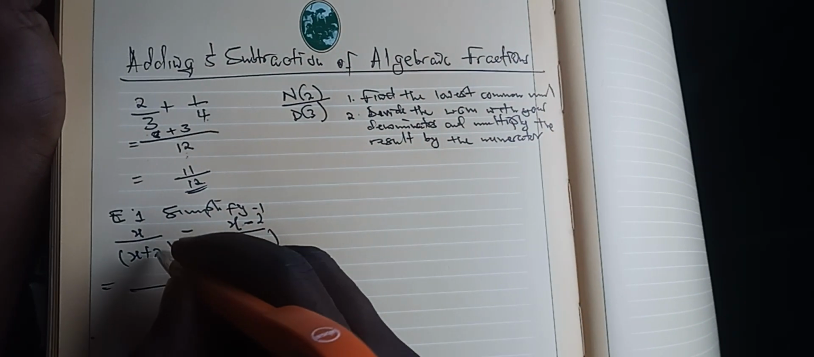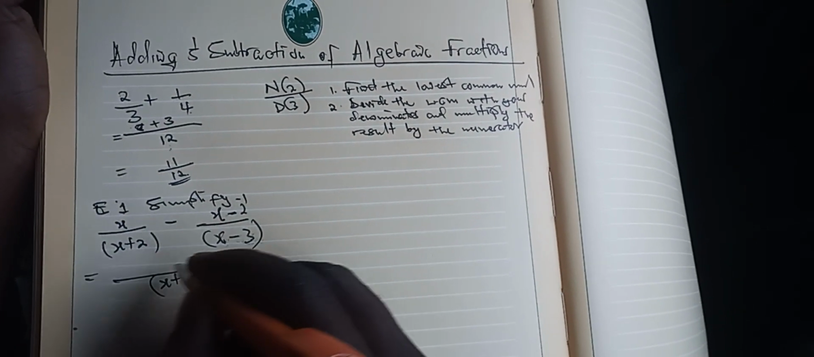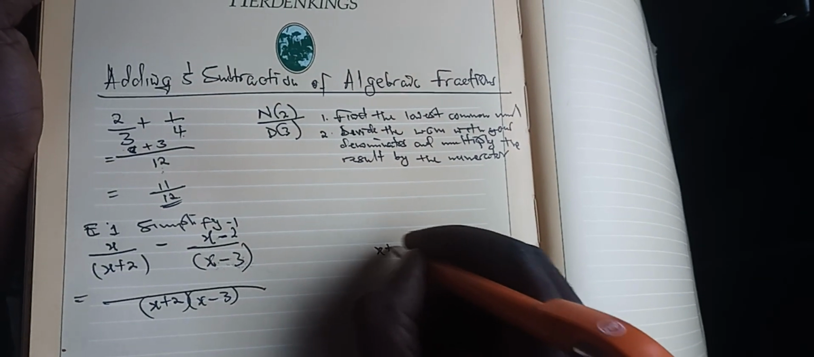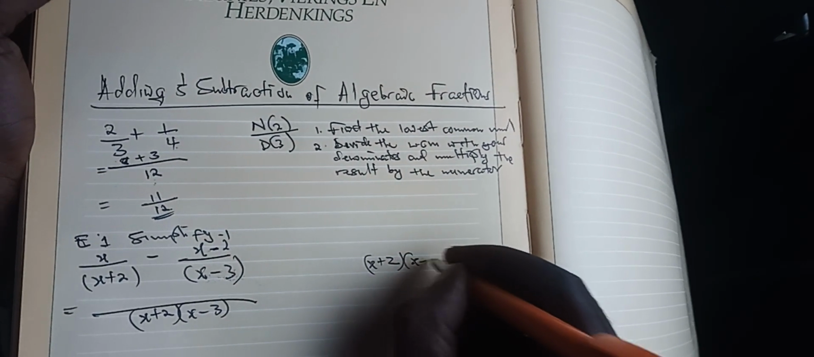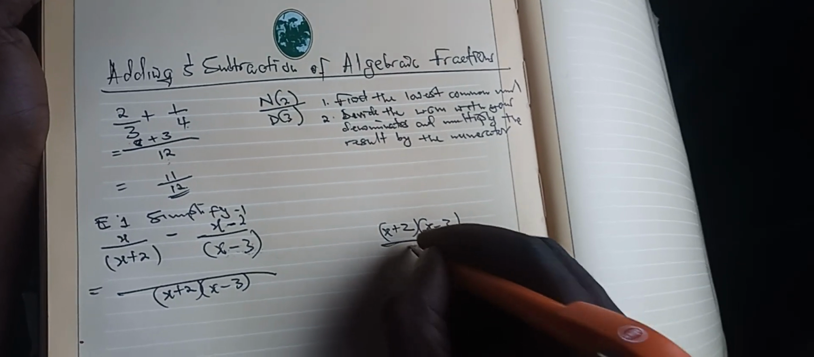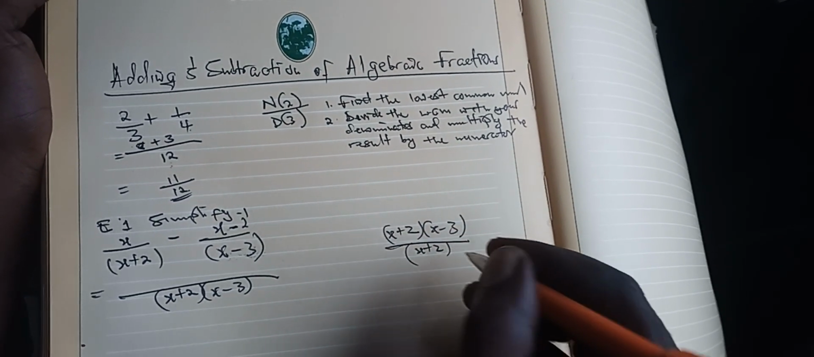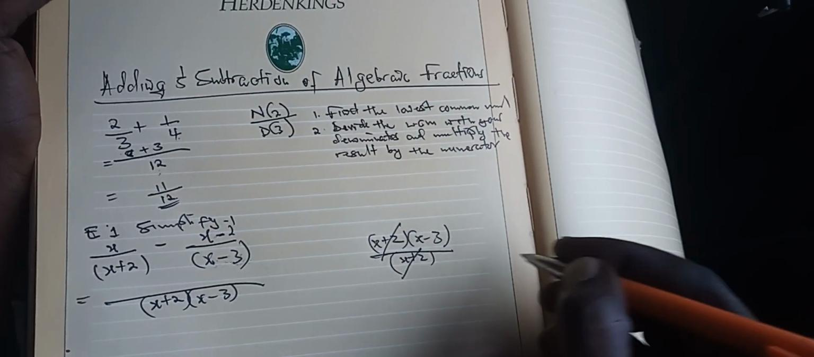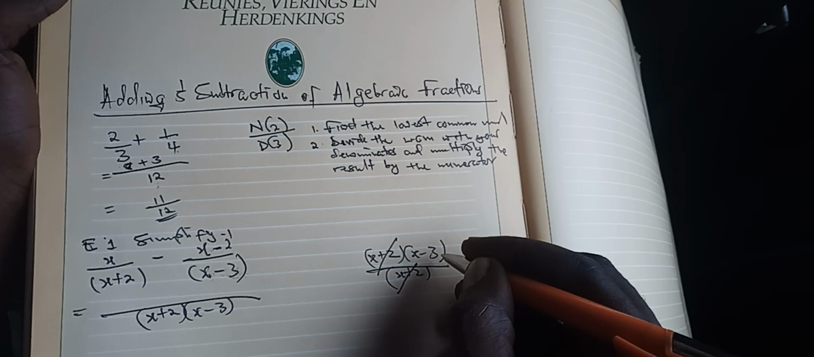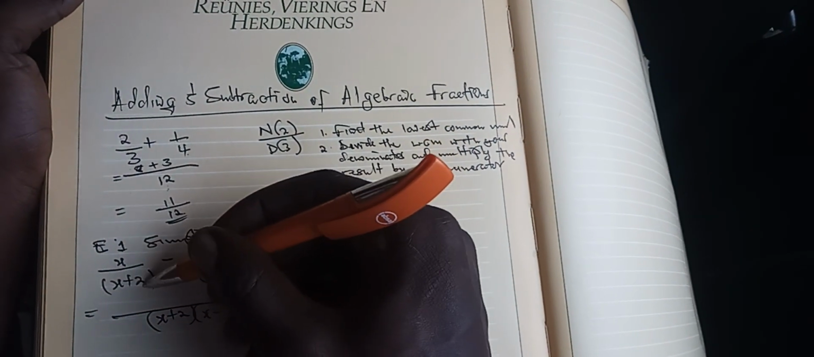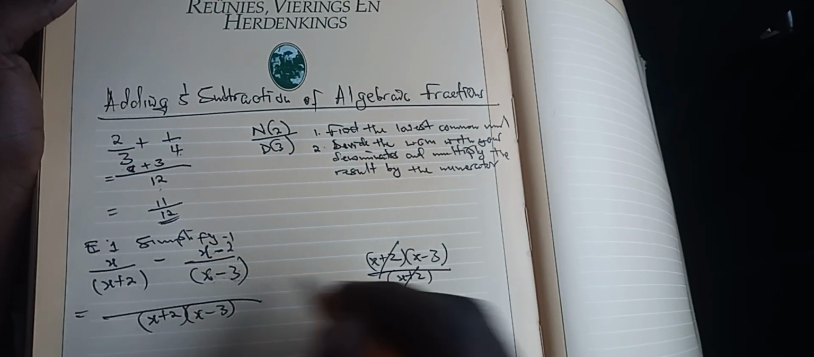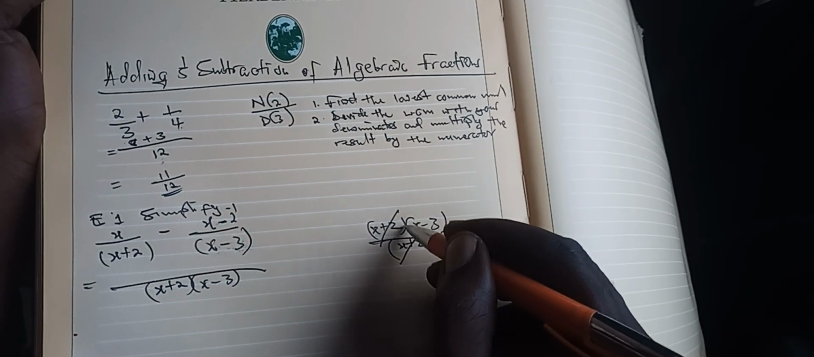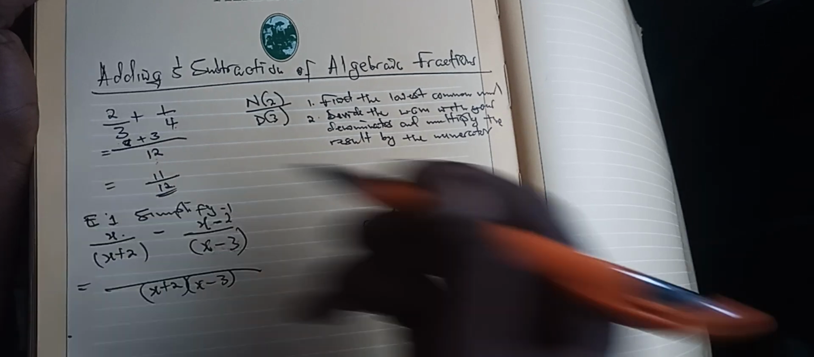And then we are going to say x plus 2 into this lowest common multiple. So it's more like x plus 2, x minus 3 over x plus 2. And you are going to realize that x plus 2 and x plus 2 are going to cancel each other, and we are going to be left with x minus 3. So x plus 2 into our lowest common multiple gives x minus 3. And this is what we are going to multiply with our numerator.